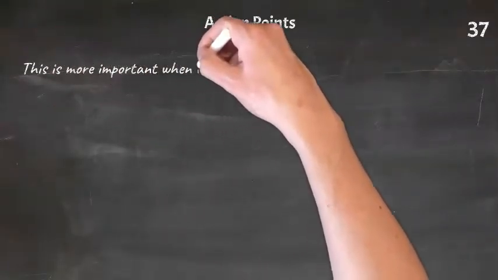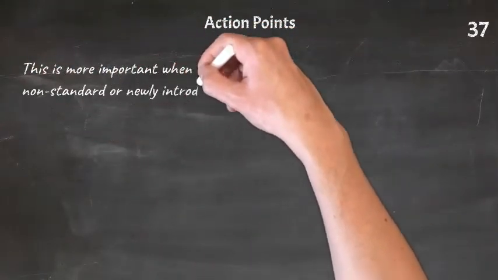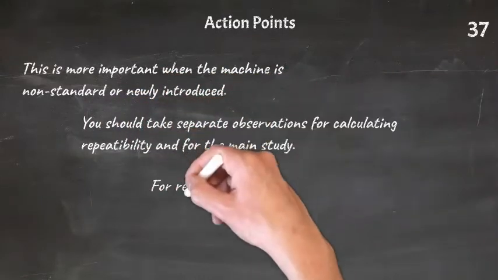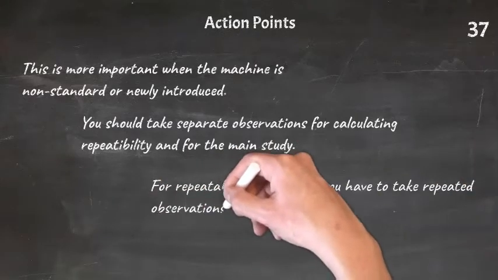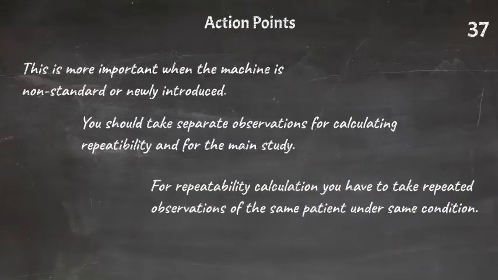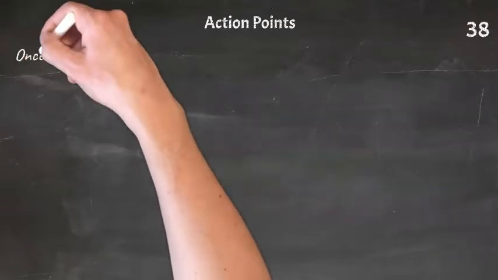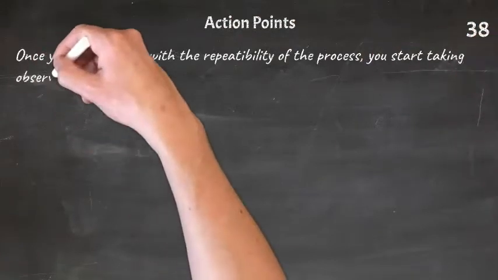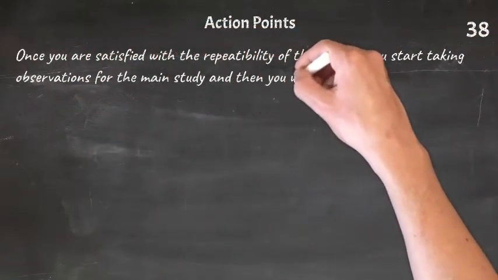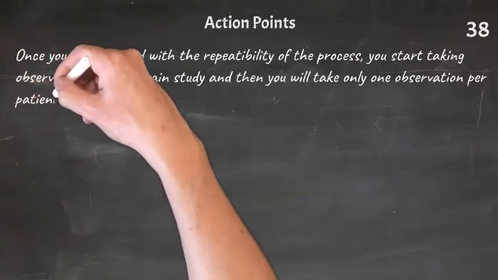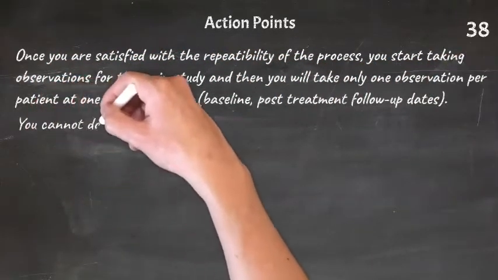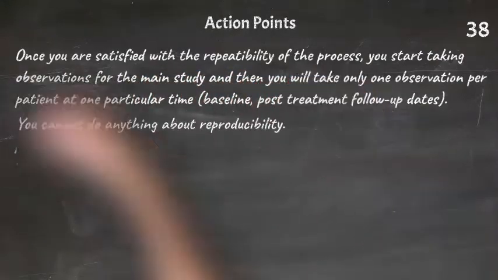This is more important when the machine is non-standard or newly introduced. You should take separate observations for calculating repeatability and for the main study. For repeatability calculation, you have to take repeated observations of the same patient under the same condition. Once you are satisfied with the repeatability of the process, you start taking observations for the main study, and then you will take only one observation per patient at one particular time, such as baseline, post-treatment follow-up dates.